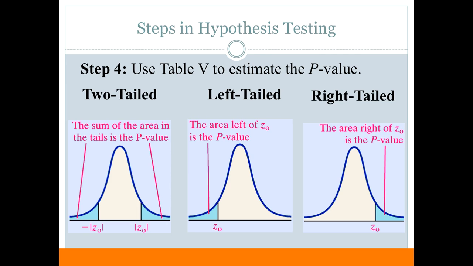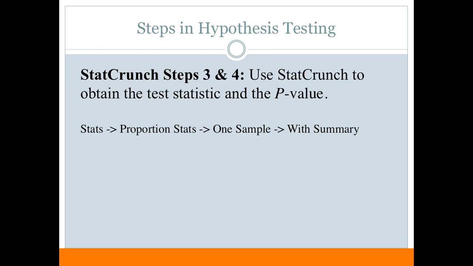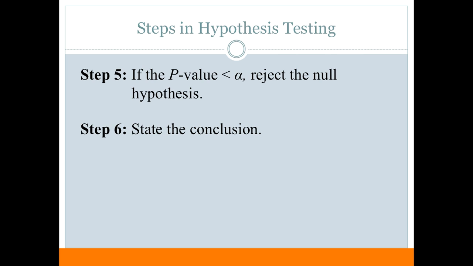You always want to make sure that your p-value, since it's a probability, is somewhere between 0 and 1. If you get a value that's not between 0 and 1, it means that you did not take the correct steps. So StatCrunch can be used for these steps as well, and in order to do that, we go to Stats, Proportion Stats, one sample with summary or with data depending on how it's provided. Typically it's going to be with summary.